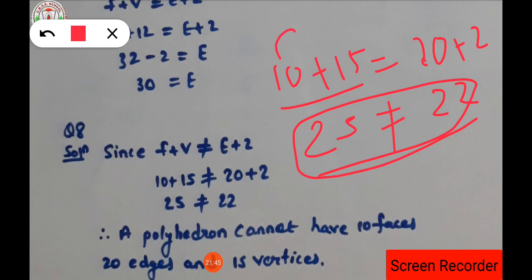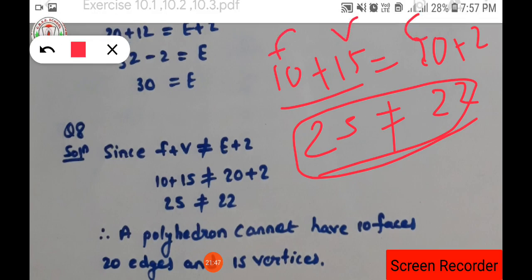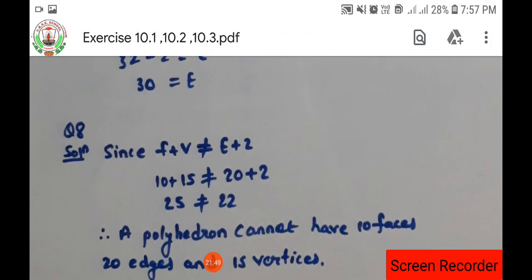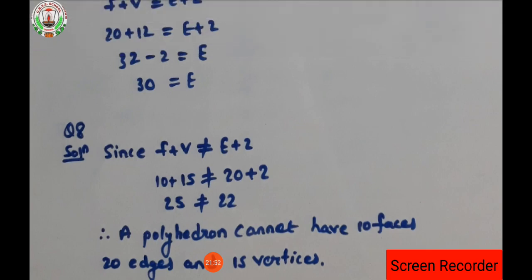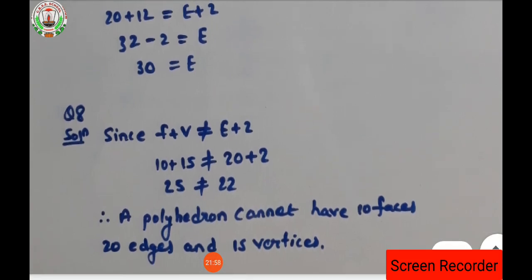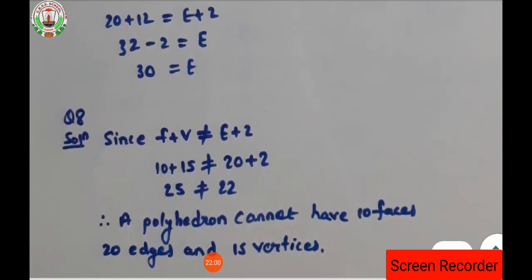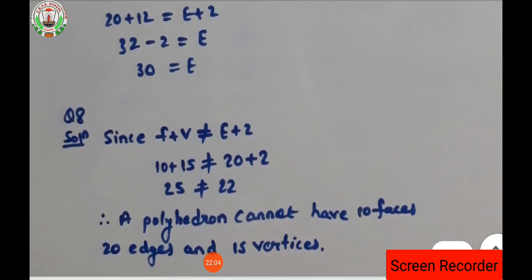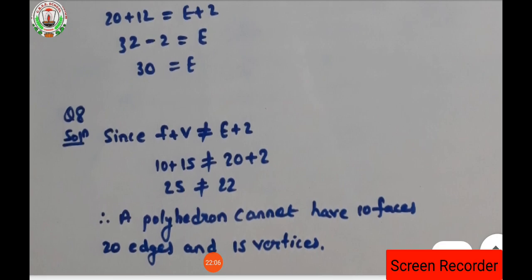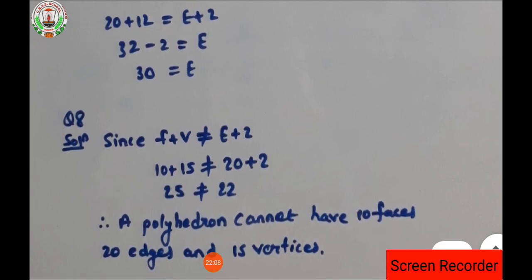for face 10, vertex 15, and edge 20 as given, since LHS and RHS are not equal, hence Euler's formula is not verified. If it is not verified, that means a polyhedron cannot have 10 faces, 20 edges, and 15 vertices. Clear, everyone? Thank you.